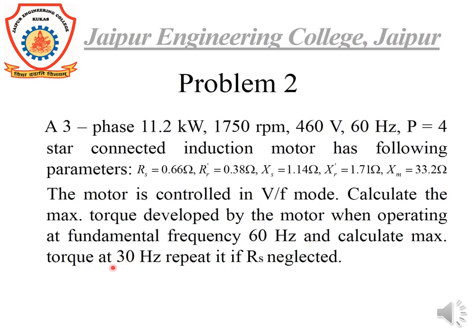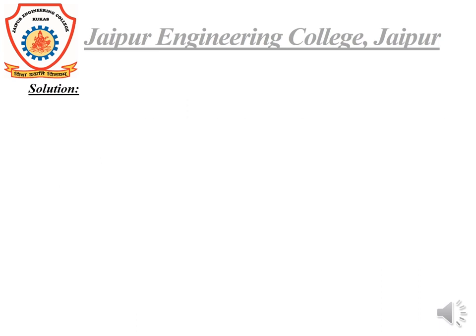For this question the frequency is 60 Hz, and calculate the maximum torque at 30 Hz. Repeat it if Rs is neglected. Means what we have to calculate? We have to calculate the maximum developed torque at 60 Hz, then at 30 Hz, then we have to neglect Rs and calculate the maximum torque for 60 Hz.